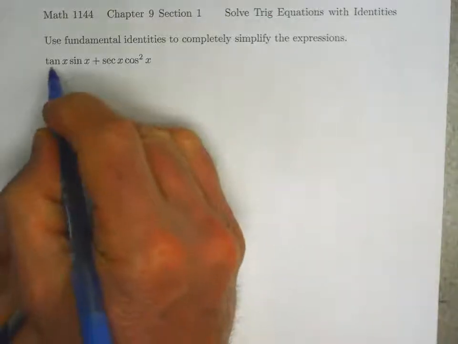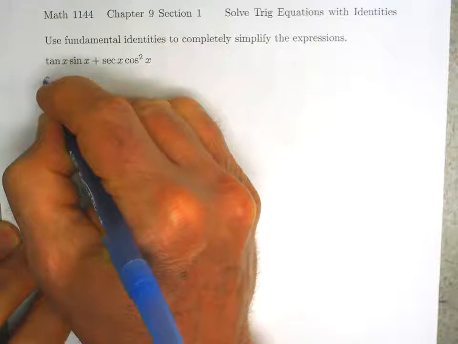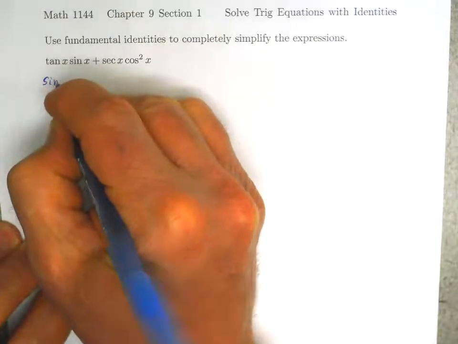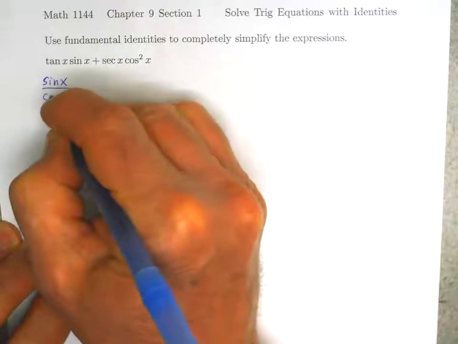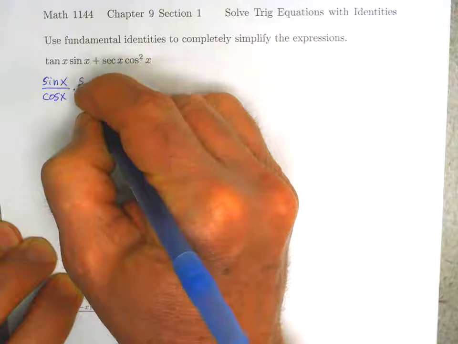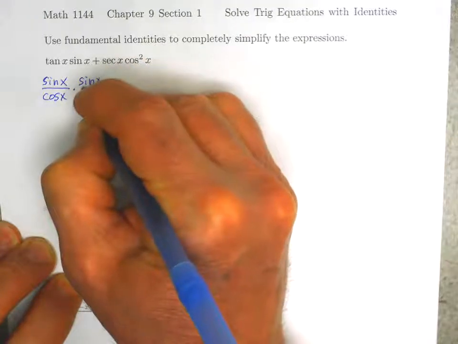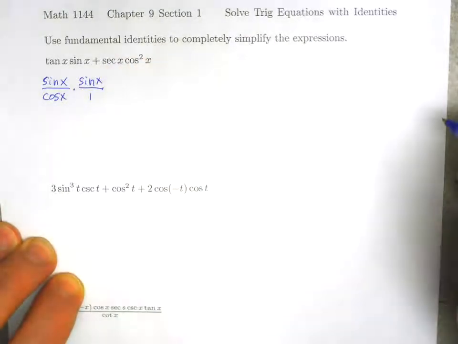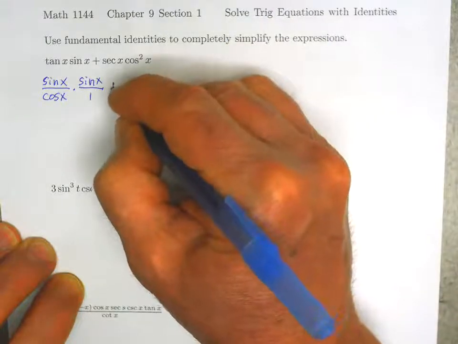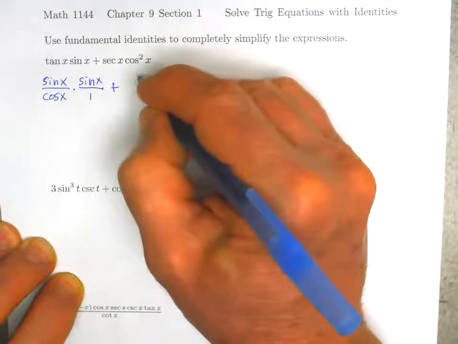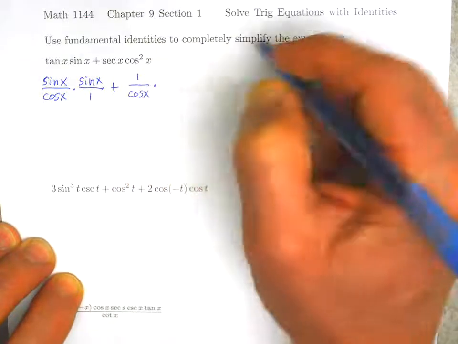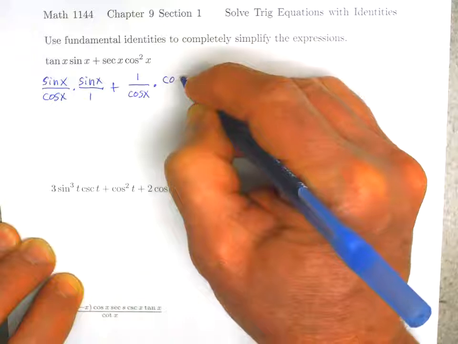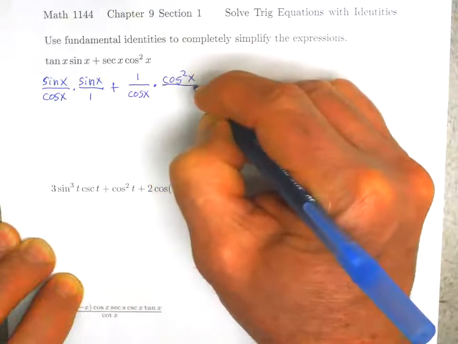Okay, so tangent of x is sine of x over cosine of x. And we're multiplying that by sine of x. And so I'm going to write that as sine of x over 1, just for clarification. Secant of x is 1 over cosine of x. And we're multiplying that by cosine of x squared over 1.